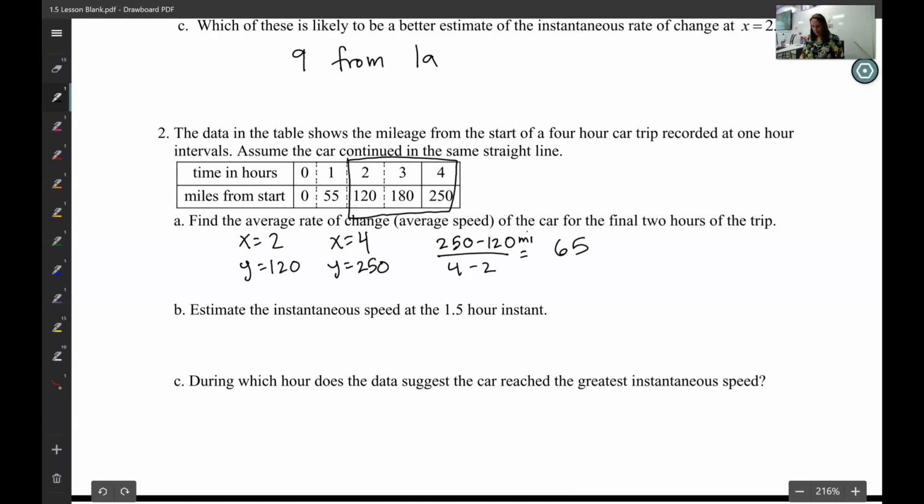This is miles per hour. Miles on top, hours on bottom, so miles per hour. So on average, in the last 2 hours of this trip, I went 65 miles per hour.